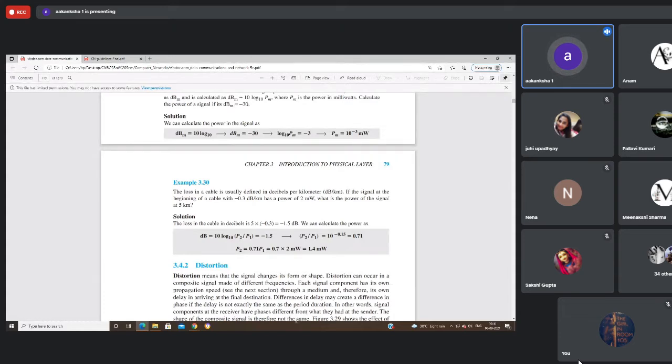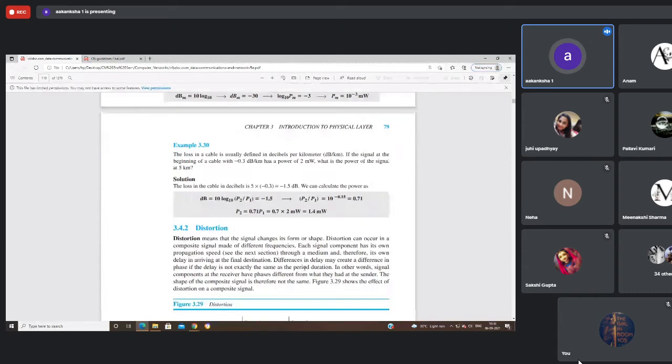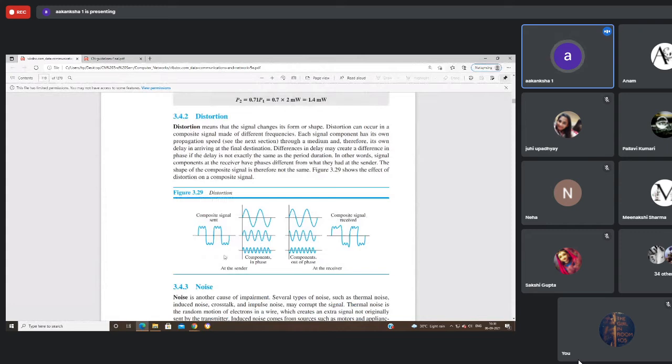When we have a composite signal, there is a difference in the delay, and that has been created by different signals' frequency components, and they may reach out of phase. Now suppose this is an example. This is a composite signal which is sent, but you can see there are 3 signals. One is the actual sine wave, this one, another one is this smaller one, and the third one is this smaller sine wave. So it is basically a composite signal of 3 constituent signals. This is at the sender side.